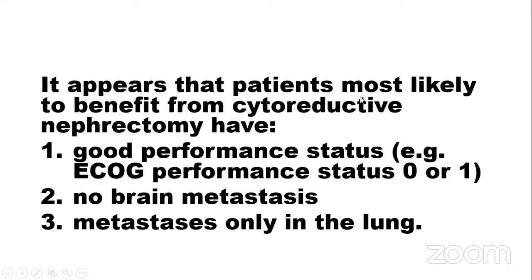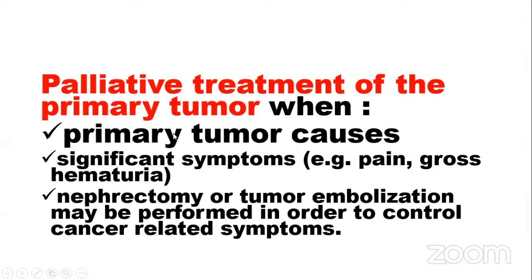It appears that the patients most likely to benefit from cytoreductive nephrectomy have good performance status, for example ECOG performance status 0 or 1, no brain metastasis, or metastasis only in the lung. Those groups benefit from cytoreductive nephrectomy and have a good prognosis.